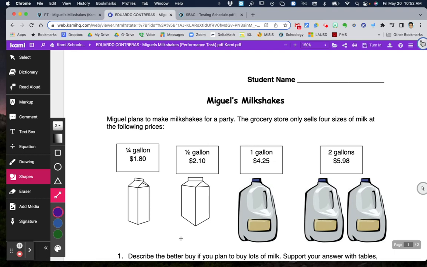Okay, so today we're going to work on a performance task called Miguel's Milkshake. So the first thing we want to do is just kind of read through the whole thing. It says Miguel plans to make milkshakes for a party. The grocery store only sells 4 sizes of milk at the following prices. So they give us different sizes, and the measuring unit is gallons. So a quarter of a gallon, a half a gallon, etc. And the prices.